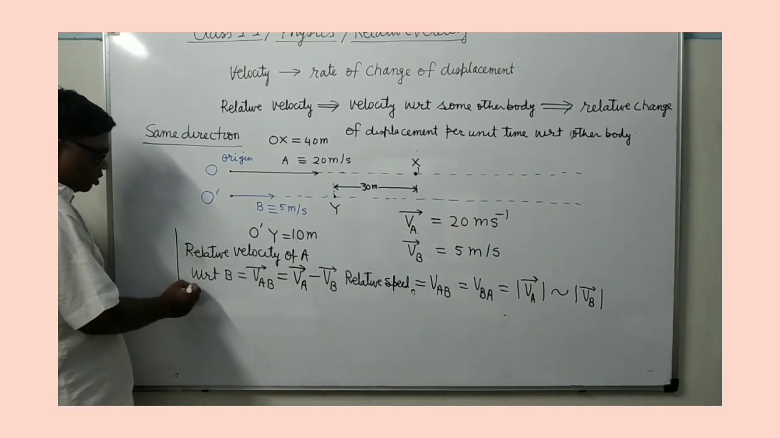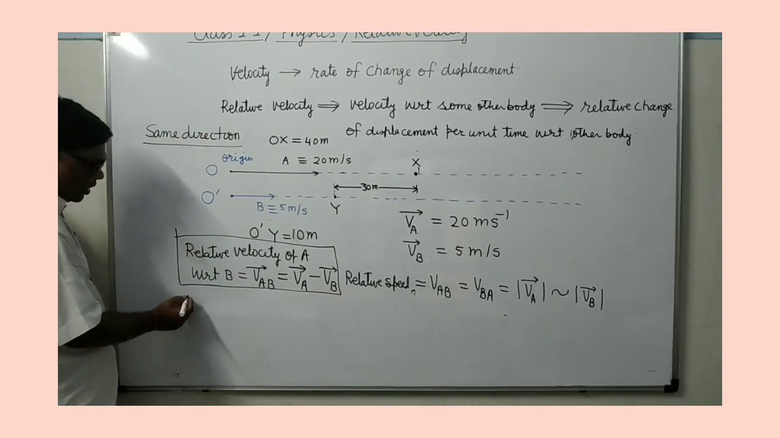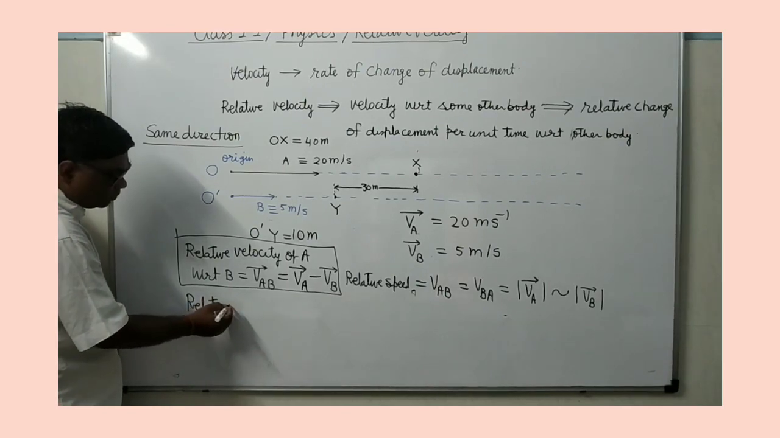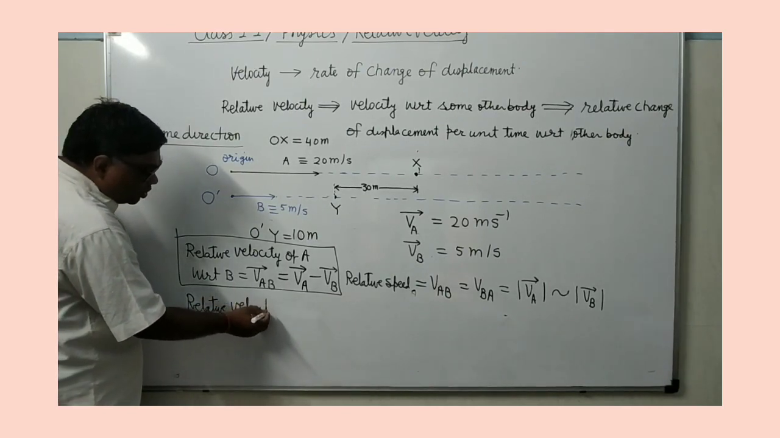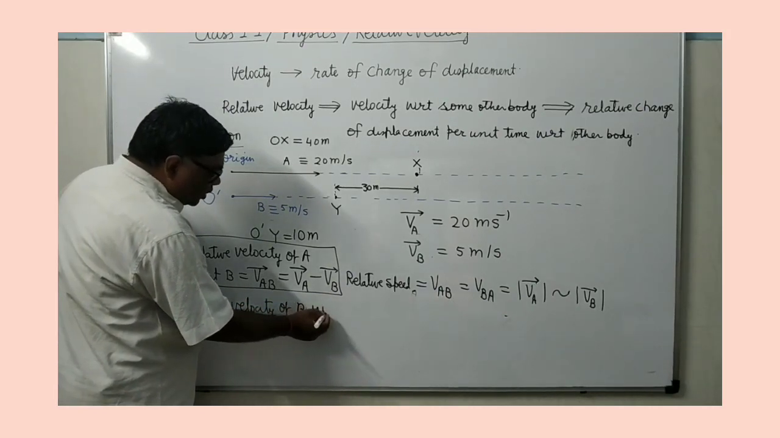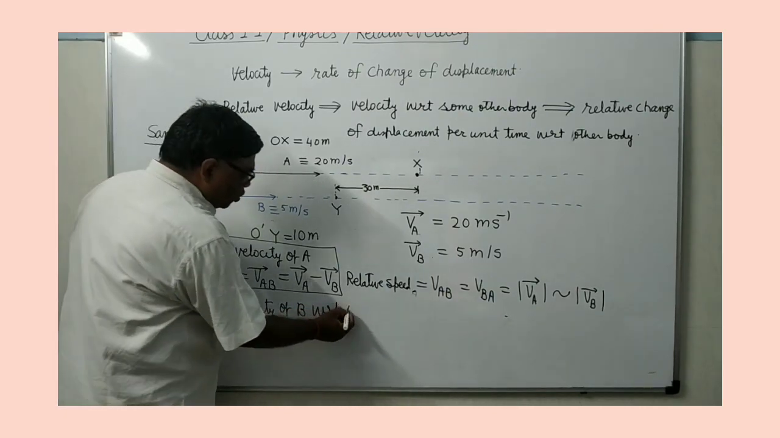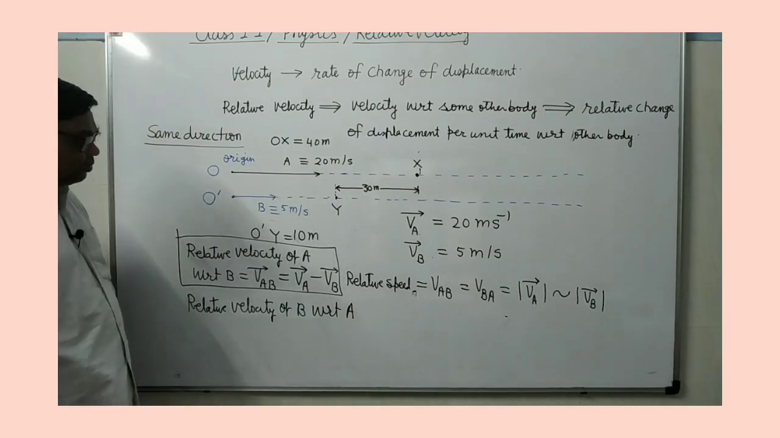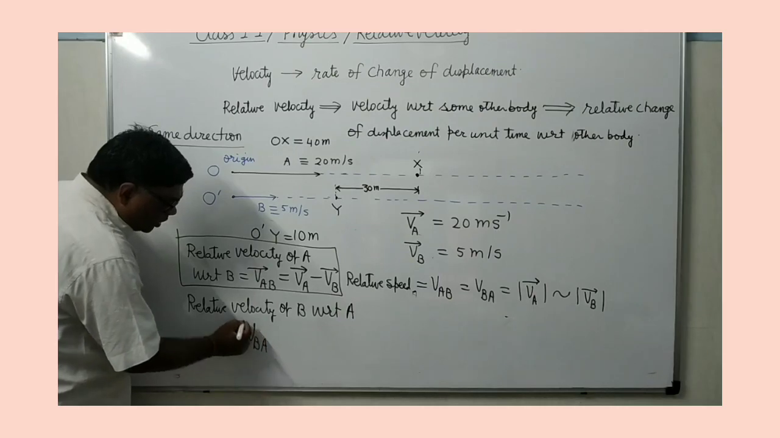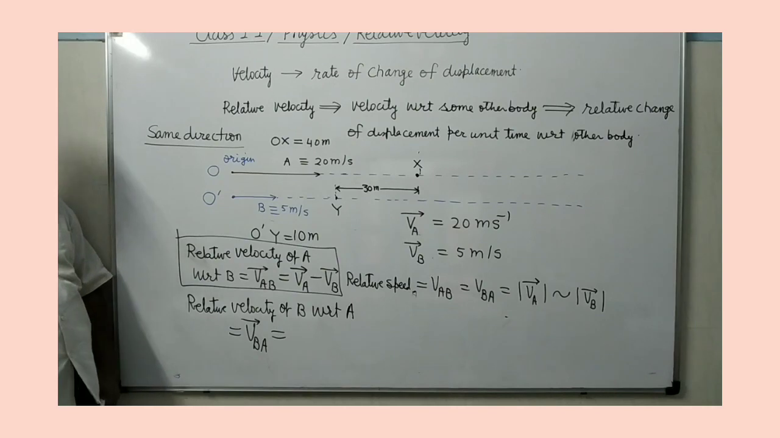Suppose here, you put it in the box because this expression is very, very important. We will see it later. Relative velocity of B with respect to A, WRT means with respect to, is minus 15. In symbols we will denote it by vector VBA. Here it comes minus 15 meter per second.